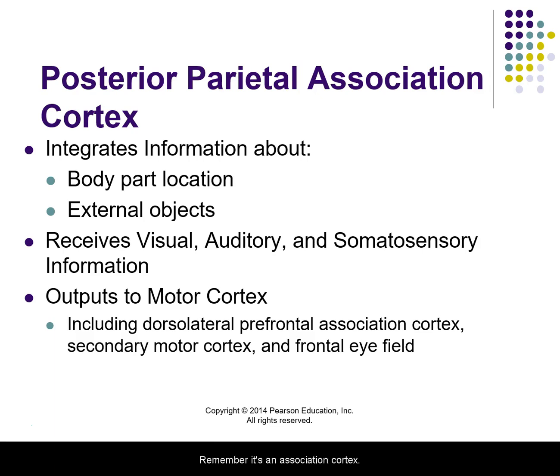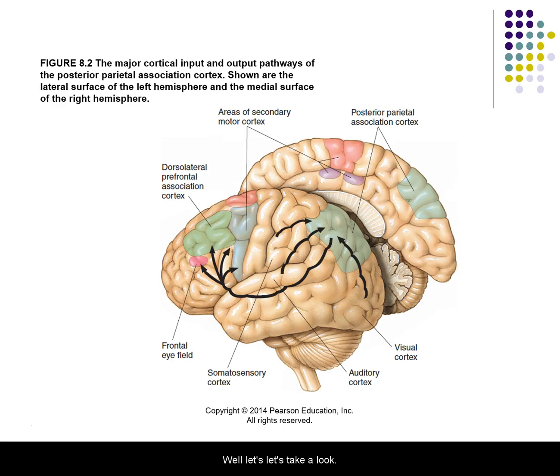Remember, it's an association cortex, so it associates things. So it's going to bring in visual information, auditory information, somatosensory information, okay? And it's also outputting information to the motor cortex, okay? And this specifically includes dorsolateral prefrontal association cortex, the secondary motor, and then the frontal eye field. So where are all of these parts? Well, let's take a look.